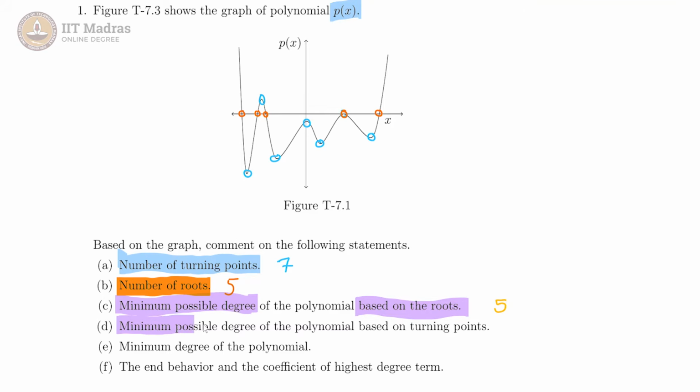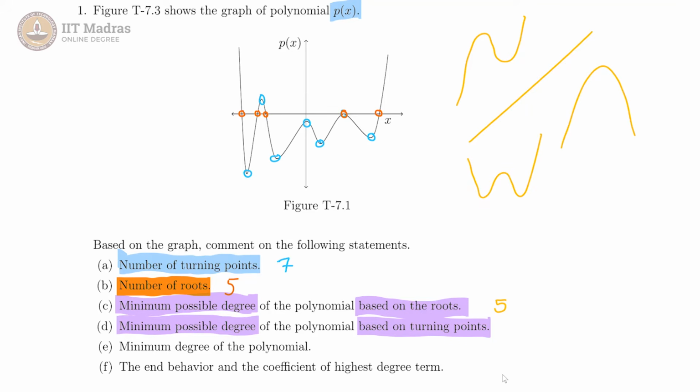But now they are asking what is the minimum possible degree based on the turning points. So here we see this thing: a straight line has no turning points, a quadratic equation has one turning point, and a cubic would have 2 turning points at most. Likewise, a quartic, that is a 4th degree polynomial, would have 3 turning points at most. So if you have n turning points, then the minimum possible degree of the polynomial would be n plus 1. So here that is 8.